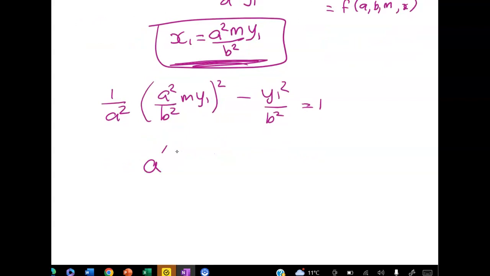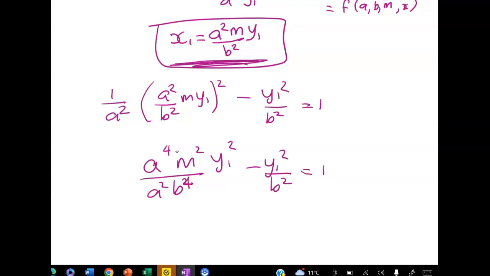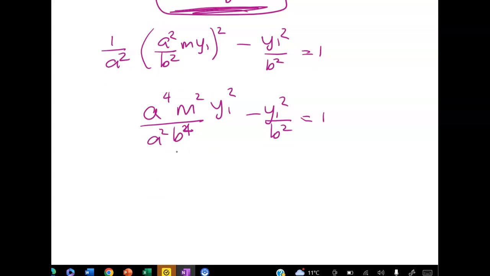With a little bit of algebra, we get a to the power of 4. I'm going to do this slowly. So we've got a squared b to the power of 4 here, minus y1 squared over b squared is equal to 1. Cleaning that up gives me a squared m squared y1 squared minus y1 squared over b squared. Whoops, I've lost a b to the power of 4 in there. So all I've done here really is simplify this and this, but not completely. So I'll just, okay, there's my a squared back.